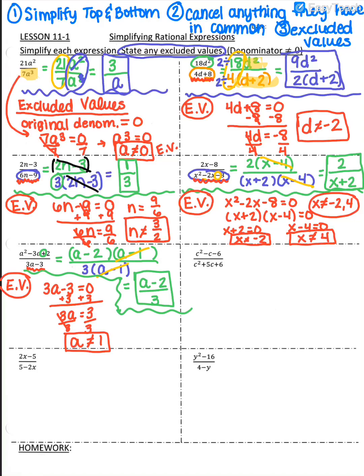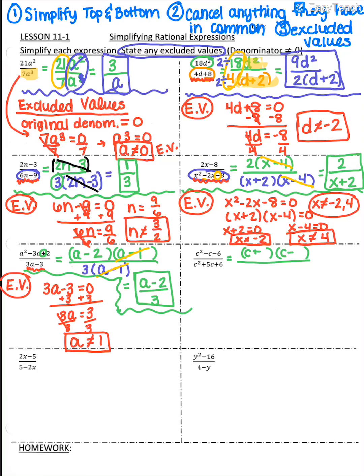Okay. Next one, we're going to do factoring twice. Okay, so we're going to factor on top. Same type of factoring, just the basic factoring. I'm trying to conserve a little bit of space here. So we're going to have C and C. My last term is negative, so I'm going to have one of each sign.